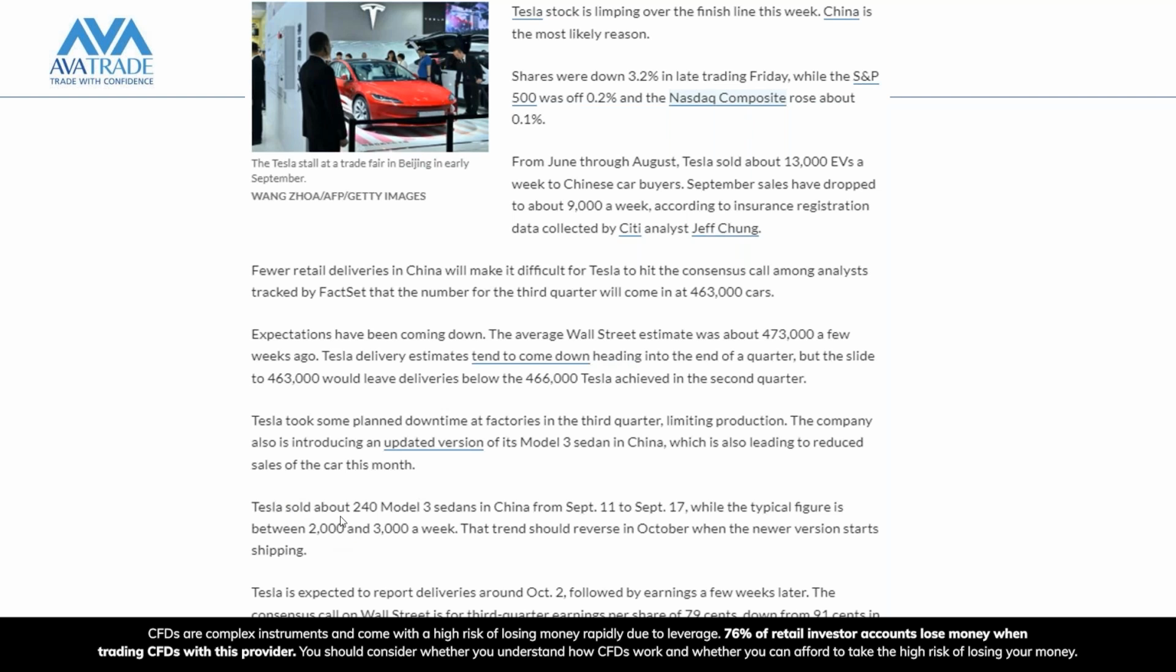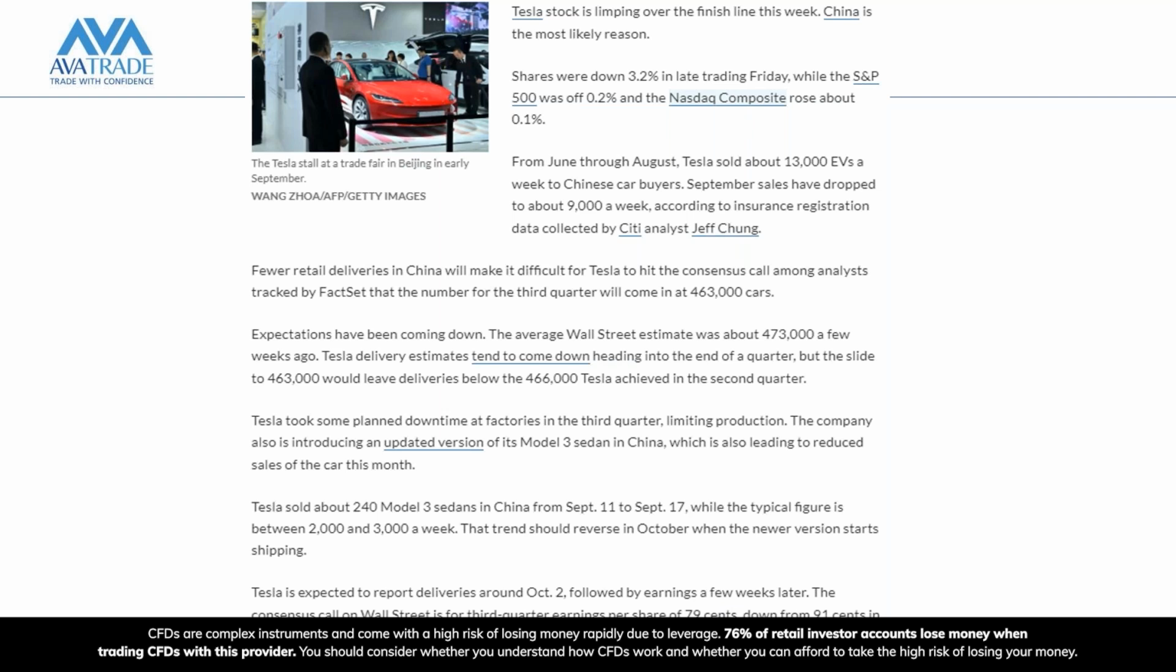Tesla sold about 240 Model 3 sedans in China from September 11 to September 17, while the typical figure is between 2,000 and 3,000 a week. You could see a huge difference, right? Between 2,000 and 240. That's 10% of the regular sales, at least. That trend should reverse in October when the newer version starts shipping. Tesla is expected to report deliveries around October 2nd. Okay, so we'll be watching that, followed by earnings a few weeks later.